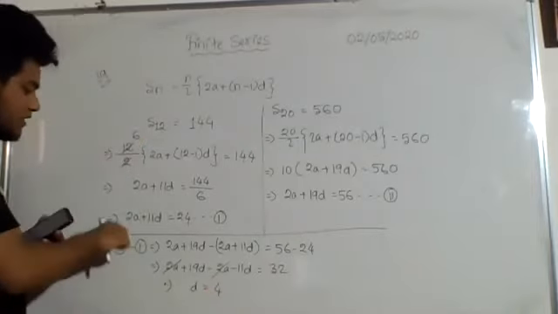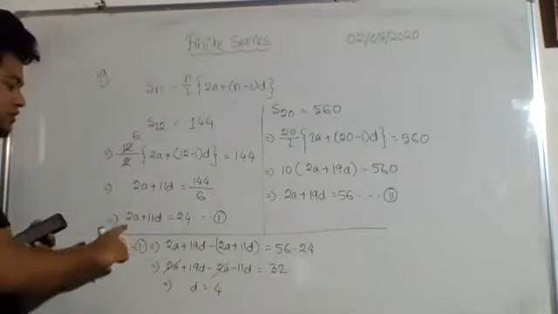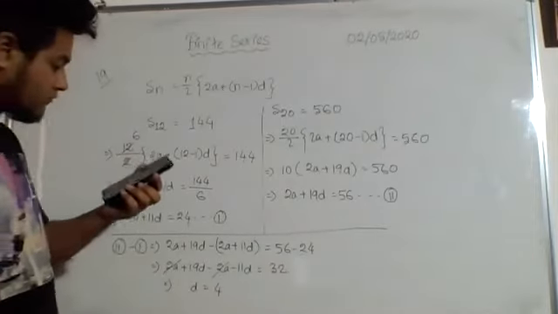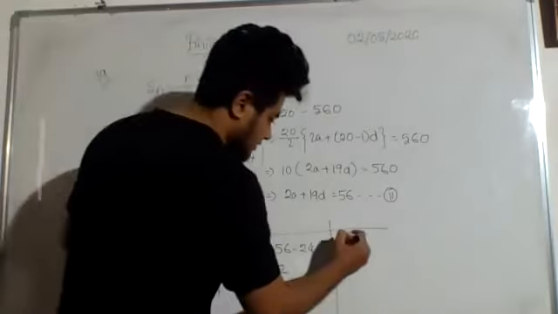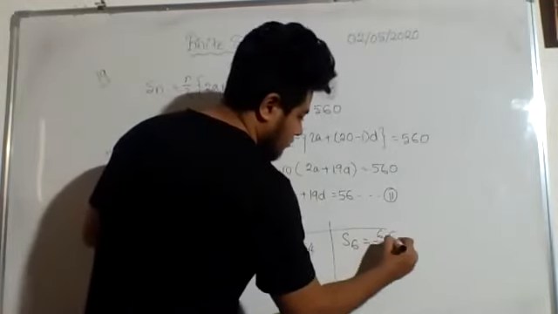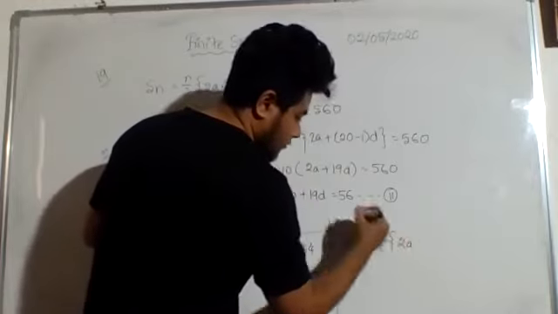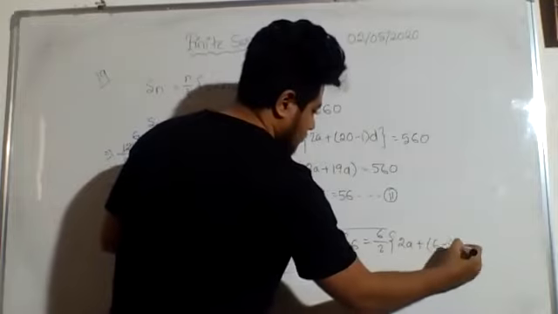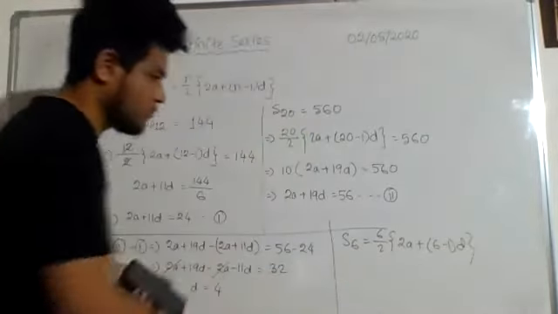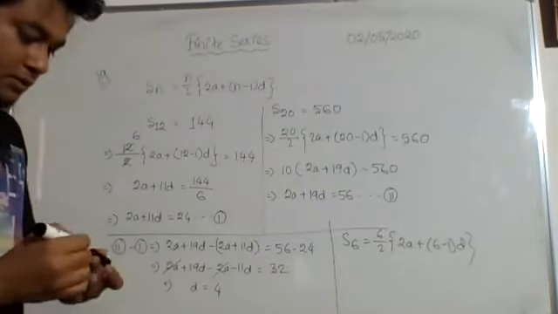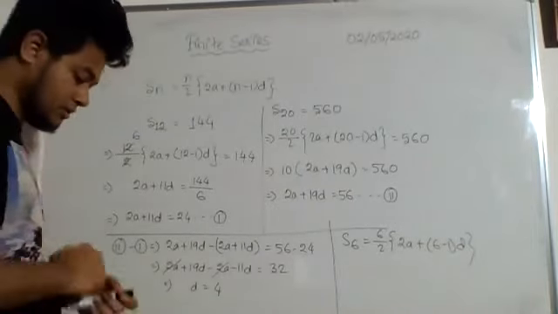Put back the value of d in any of the two equations, you will get the value of a. Then you have to find the sum of the first 6 terms. 6 terms, that means n is 6. So 6 divided by 2, into 2a, you will get the value of a from here, plus (6 minus 1) into d. d you already got, 4. So I hope you can do it, right? Yes, sir. Solve it and then let me know the answer.